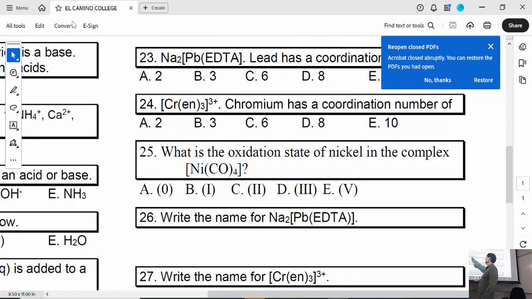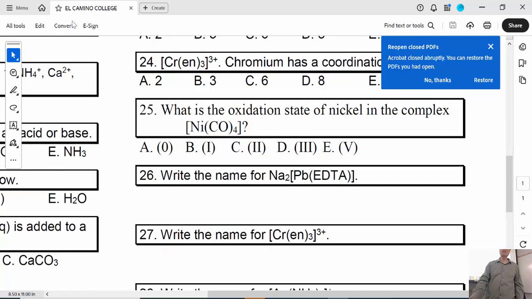The oxidation state of nickel, 0. It's weird, but it's 0. It's a neutral metal. And I think this is how you do the. Did I ask you how we do Roman numerals of 0? Does not exist. I think this might be correct. I don't know. But the oxidation state is 0.